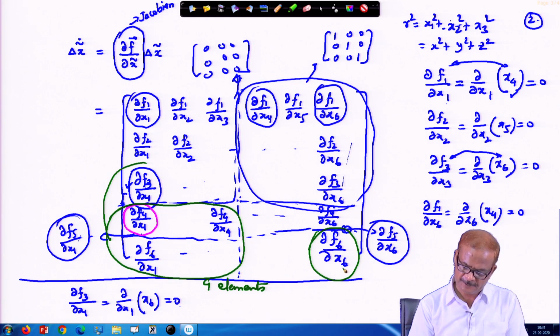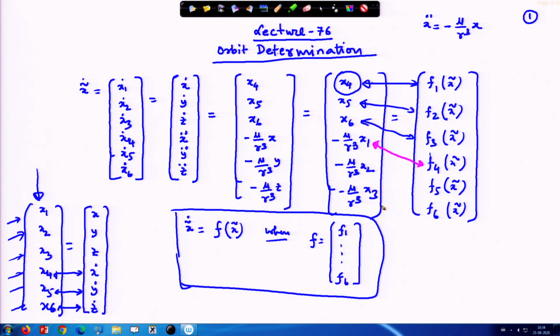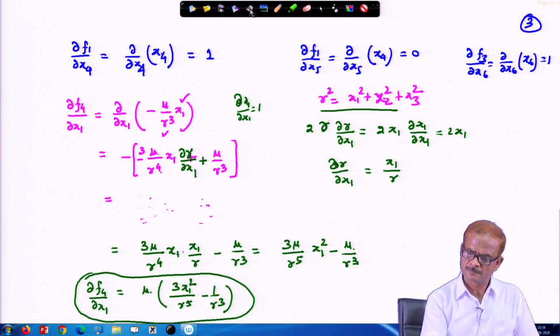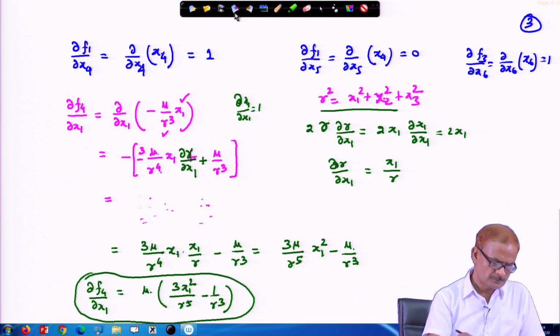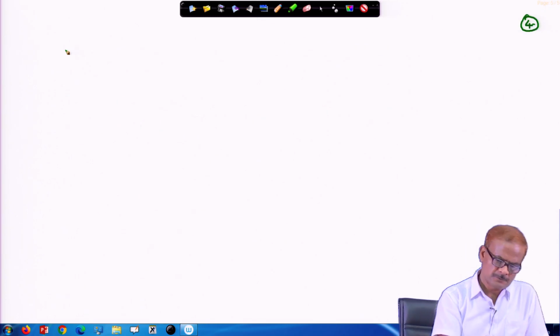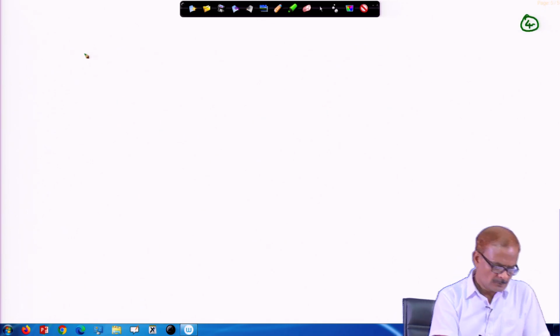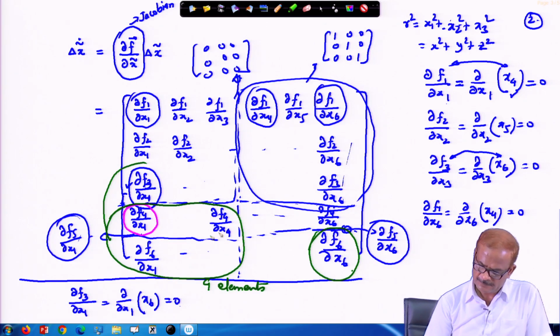okay, ∂f6/∂x6. So, this also we need to check. f6 is... okay, a few elements we will check and thereafter we will come to this part.